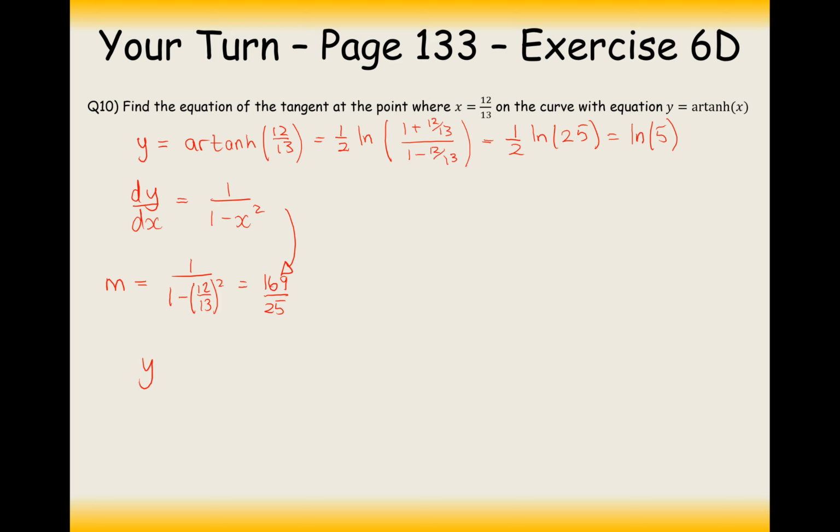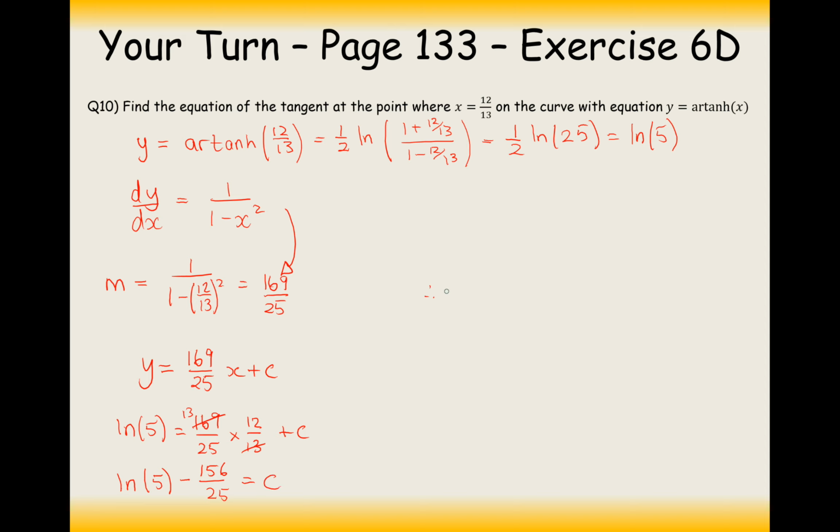So it's going to be y equals mx plus c, so it would be 169 over 25 times x plus c. So it's going to be ln 5 on the y side equals 169 over 25, times 12 over 13 because that's the x value, plus c. So that will cancel out one factor of 13 from the top and the bottom, and nothing else, no common factors there. 12 times 13 on the top will make it 156, so it will be ln 5 minus 156 over 25. When I subtract it onto the other side, that's c.